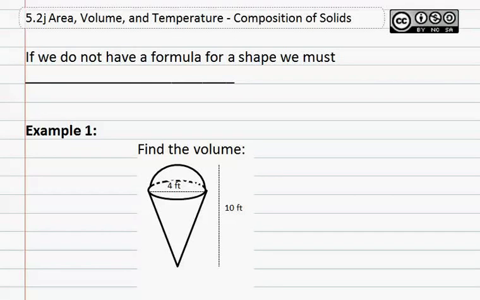5.2J, area, volume, and temperature, composition of solids. If we happen to not have a particular formula for a shape that we must do, we must add shapes together. Meaning we find two shapes, or more than two shapes, and we add those formulas together in order to determine the final volume. We will see this in example one.